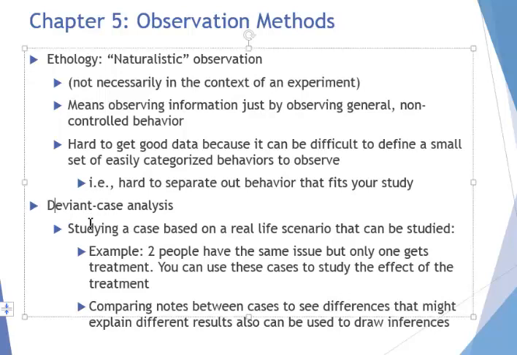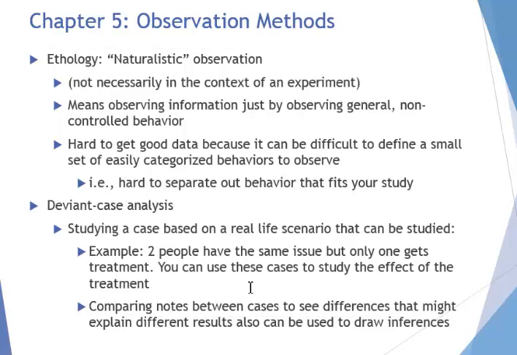Then there's deviant case analysis. Deviant case analysis is when you look at real life scenarios, where one person gets the treatment you're looking to test and one doesn't. You're not simulating it or controlling the environment in a lab. For example, you have two people with the same psychological issue, and one gets treatment and the other doesn't. That could be because of their choice, or because one can afford the treatment and one can't, or pretty much any reason, but then you study the effects on both people. Comparing notes between the cases to see differences that might explain different results can be used to draw inferences.